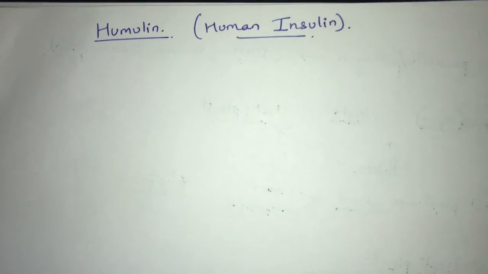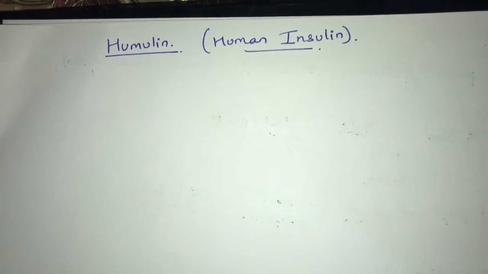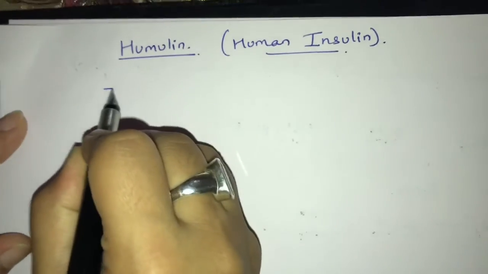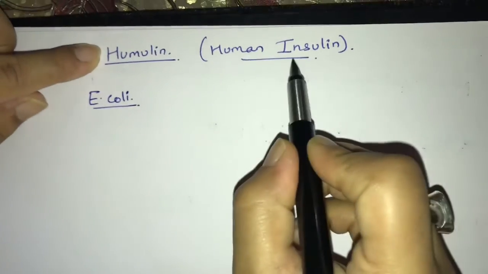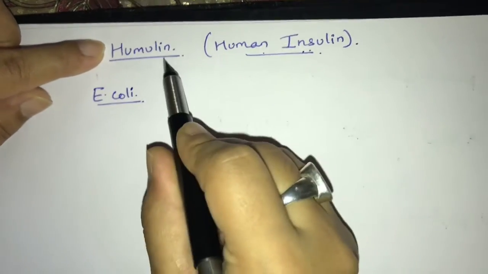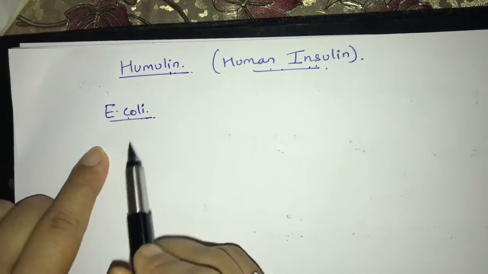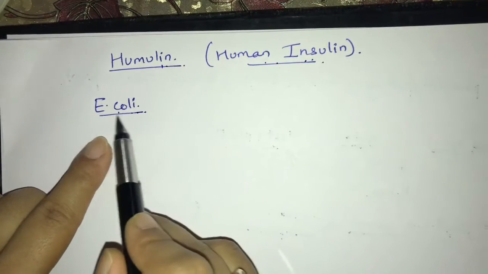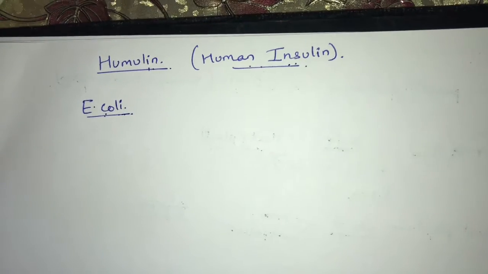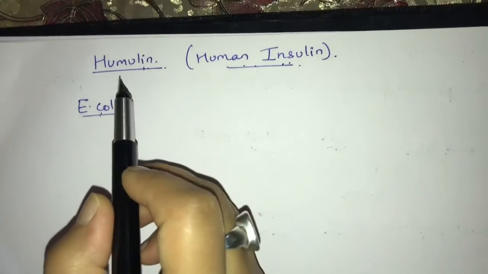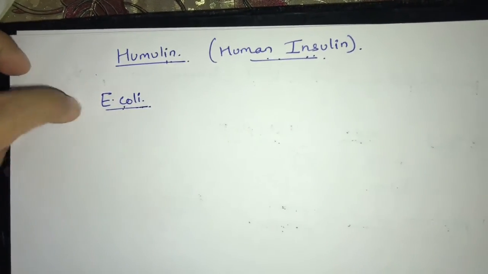Now let's see the concept. Humulin is a human insulin which is produced by genetically engineered E. coli bacteria. So humulin is artificially produced human insulin, and for that E. coli bacteria is used. Artificially produced means a genetically engineered protein. Biotechnologically it is produced artificially using E. coli bacteria.